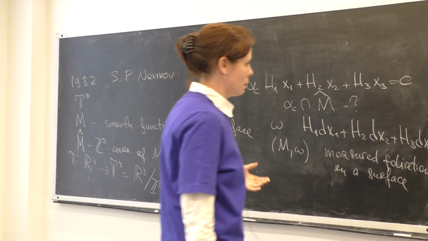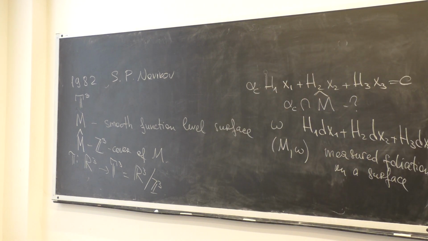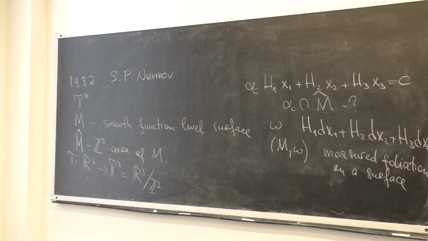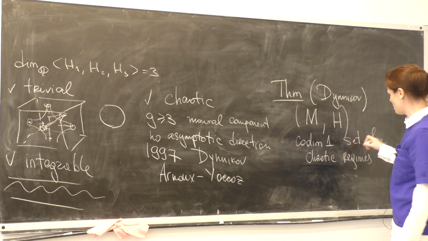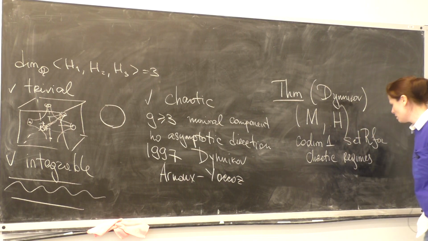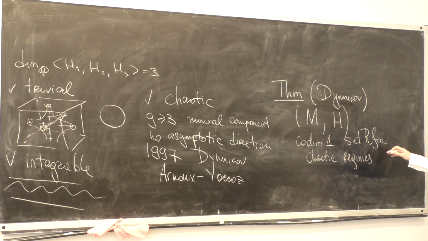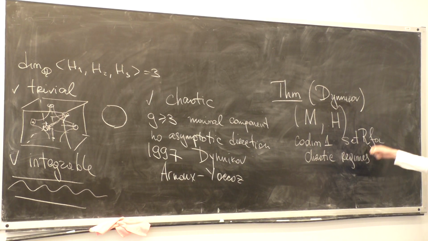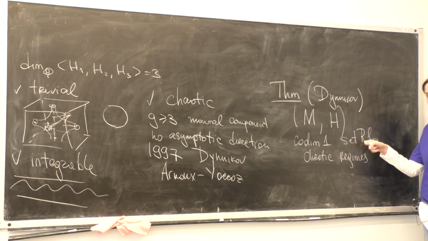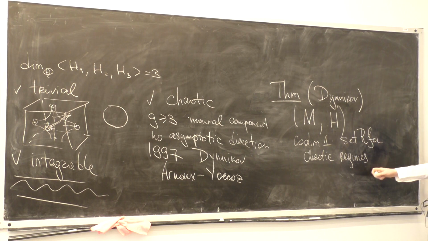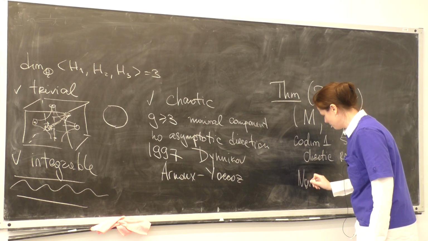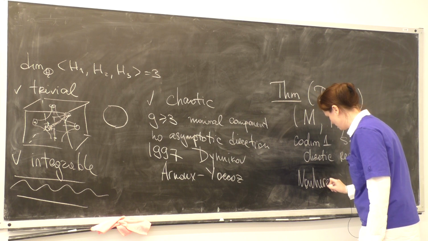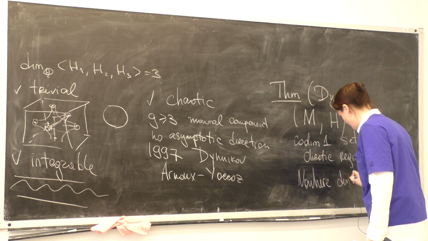If you prefer to think about foliations, then you can just say that it happens only for a codimension 1 set of the parameters. And then in this codimension 1 set, let me denote it by R, chaotic regions are still not very popular, even inside of this particular set. They form a nowhere dense set.